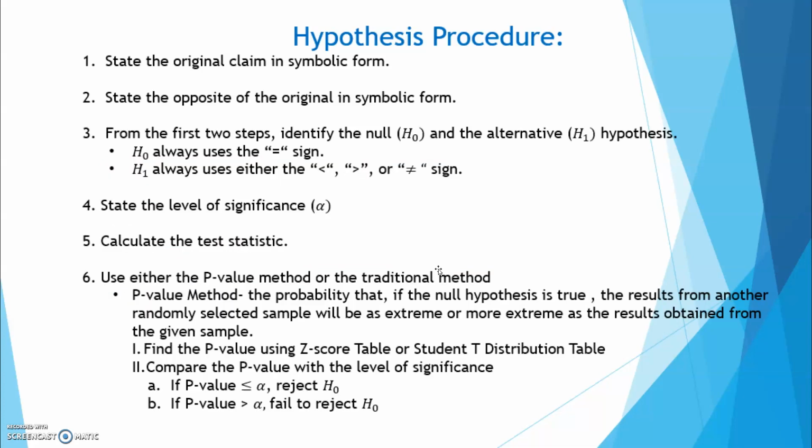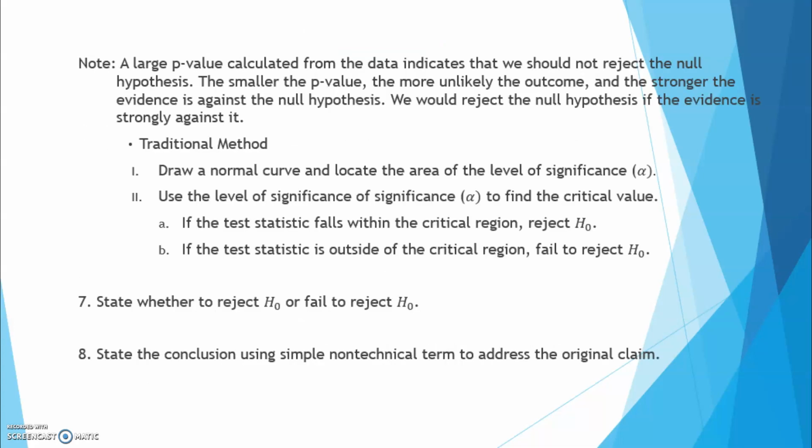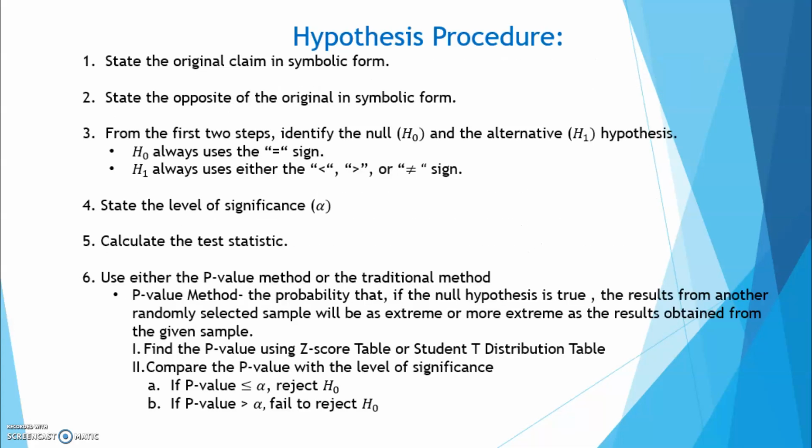Okay, here we go. This is the procedure that we're going to need to follow. Notice there are 8 steps. Okay, step 1 is state the original claim in symbolic form. Step 2, state the opposite of the original in symbolic form. Step 3, from step 1 and step 2, identify the null and the alternative. And remember, the null always has the equal sign. The alternative never has the equal sign. Step 4 is just state what the level of significance is, and this is going to be given to you.